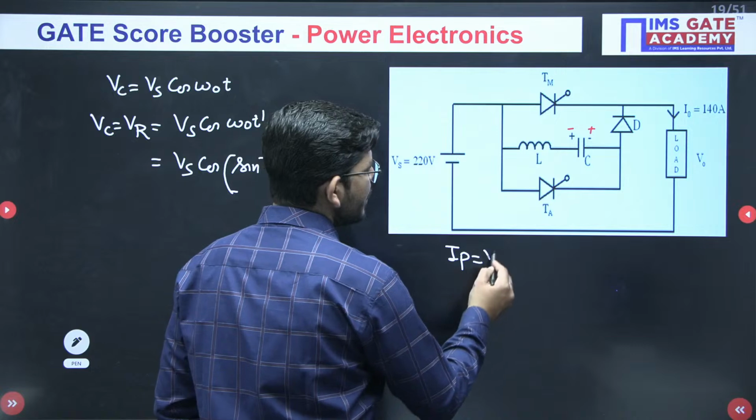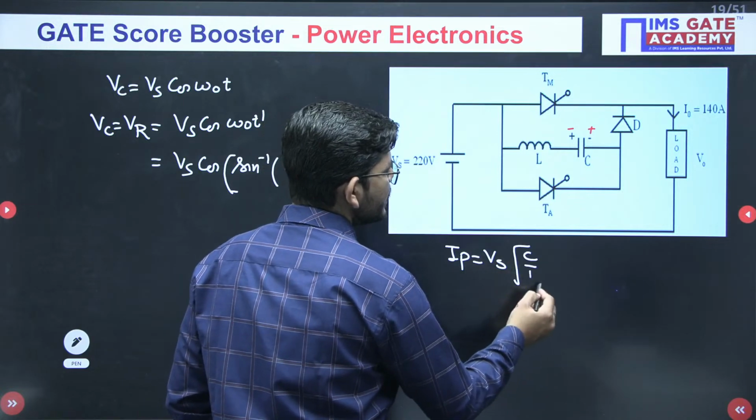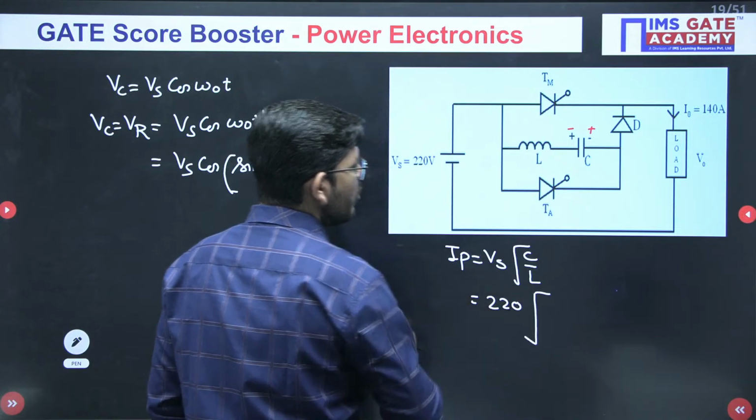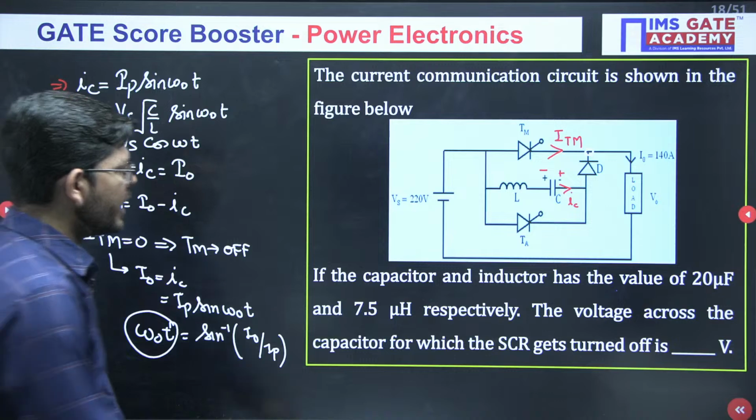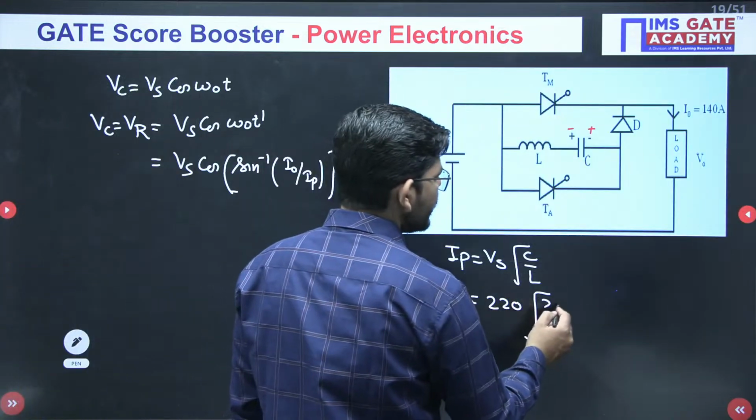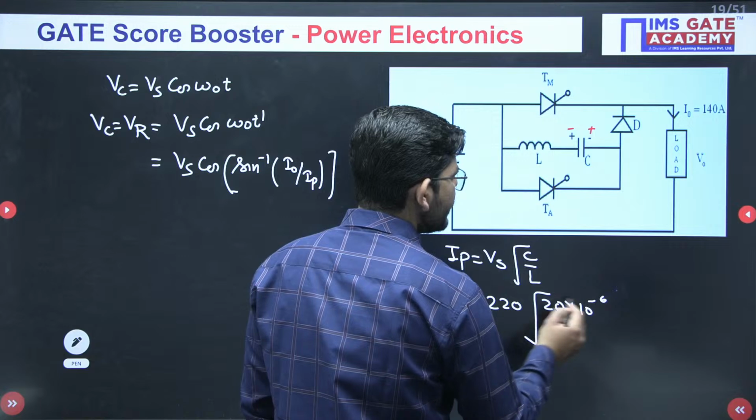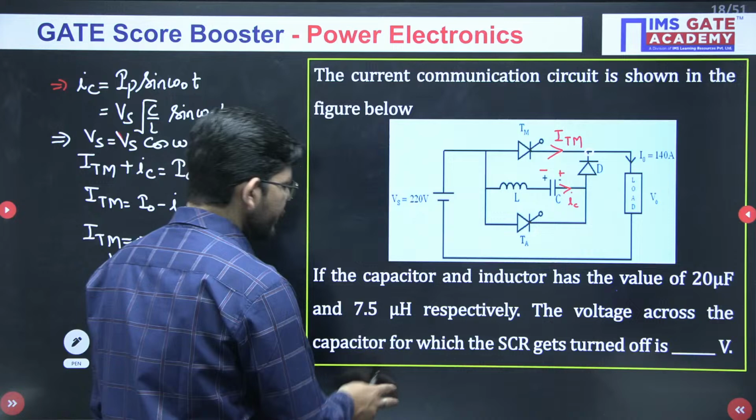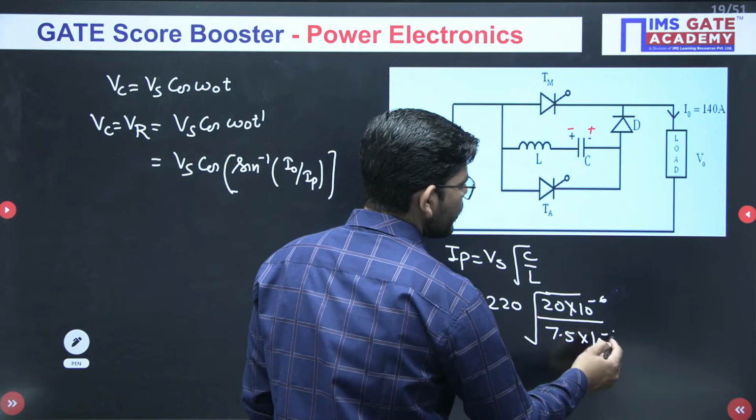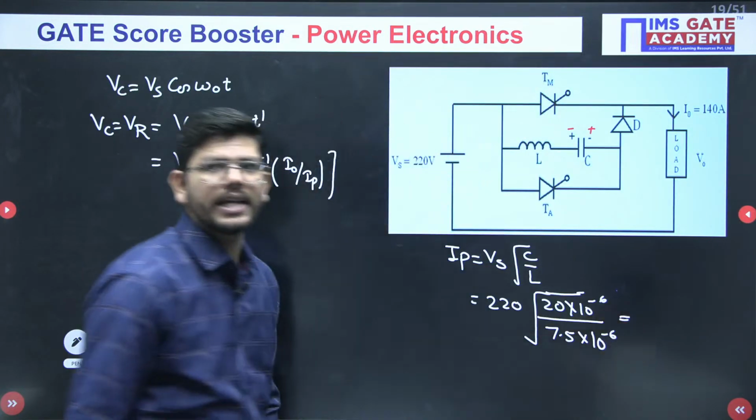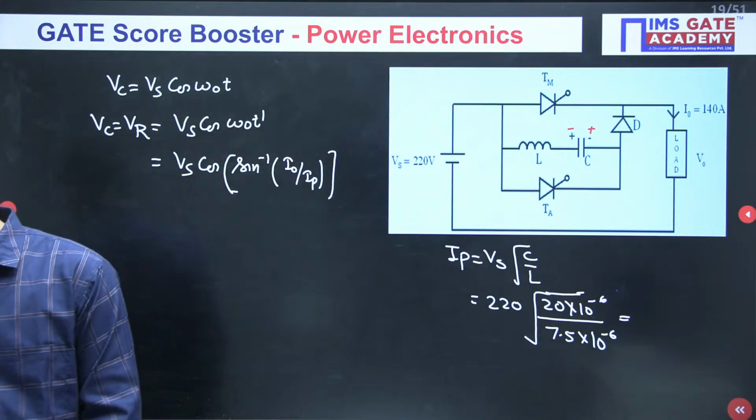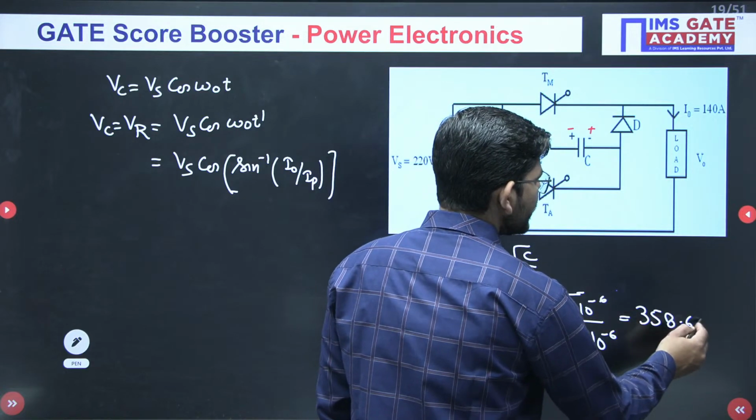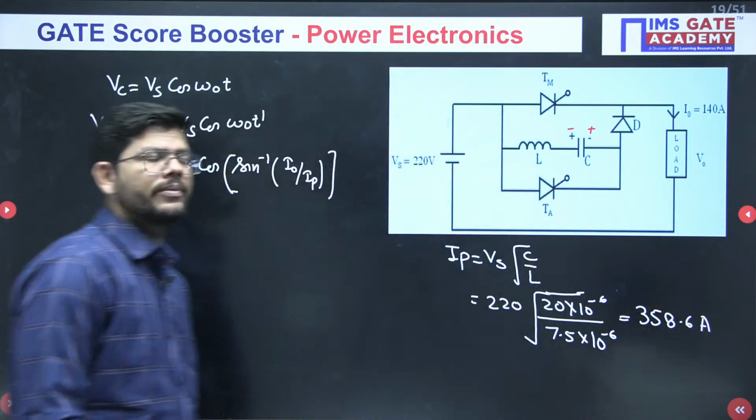So how can you get Ip? Ip is Vs under root C by L. What is Vs? 220. And how much are C and L? 20 microfarad and 7.5 microhenry. So how much Ip are we getting? Can anybody tell me the value of Ip? 358.6. This is what I am having. Are you getting the same? 358.6.